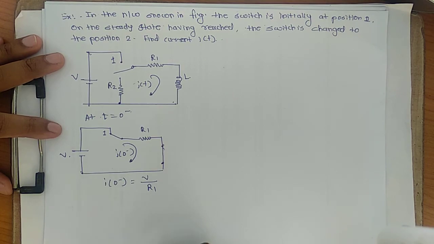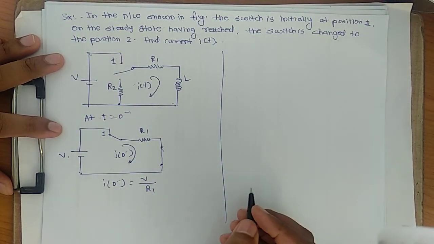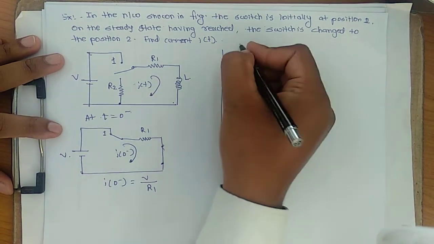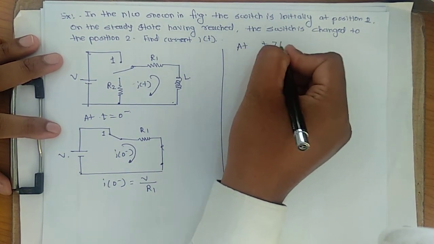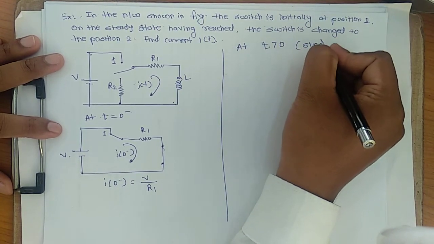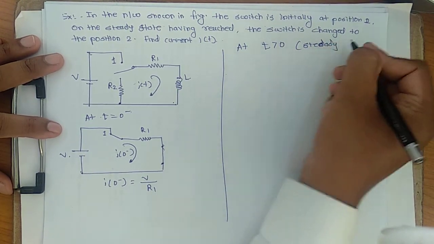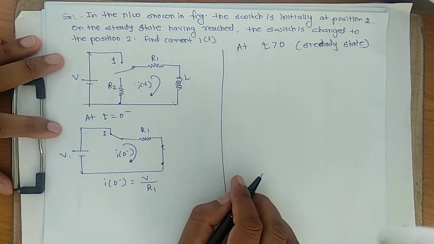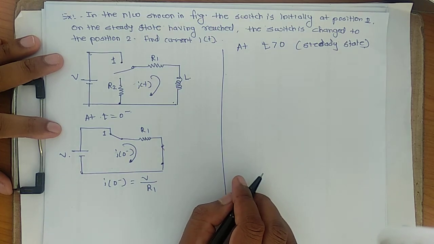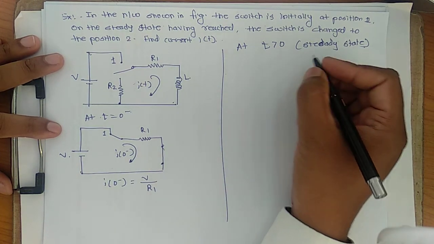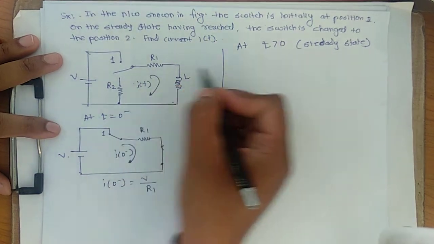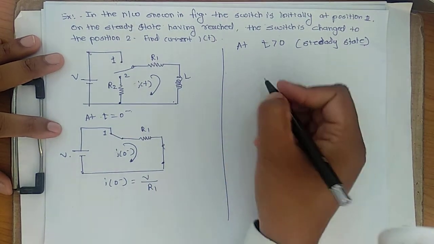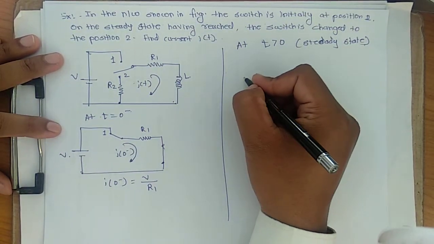Now we have to go directly for the steady state because we have to calculate I of t. We don't have to calculate at 0 plus. So at t greater than 0, I am writing here in a bracket, that is steady state. When there is a steady state, we have to find the circuit at t greater than 0. Again I will draw the circuit. When t is greater than 0, this switch is going to close at position 2. So when it is coming to position 2, what will happen?